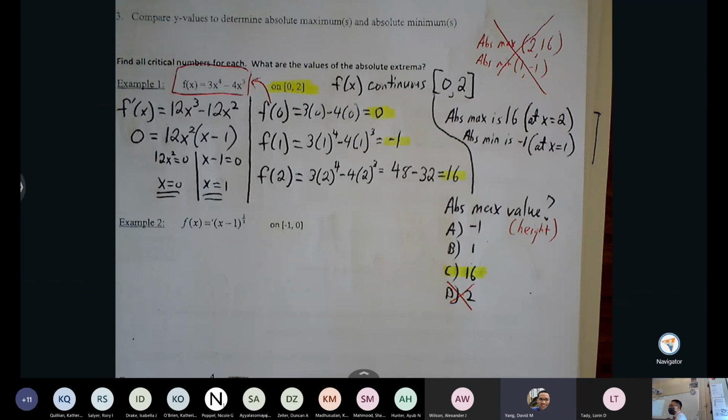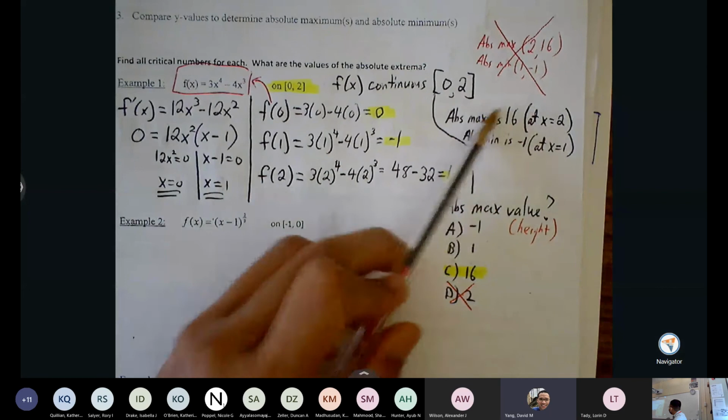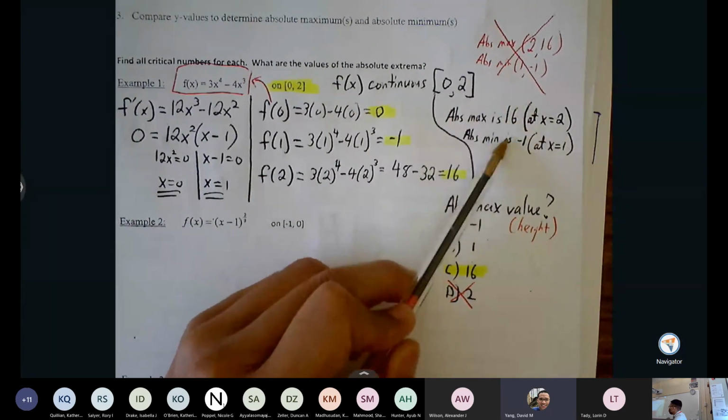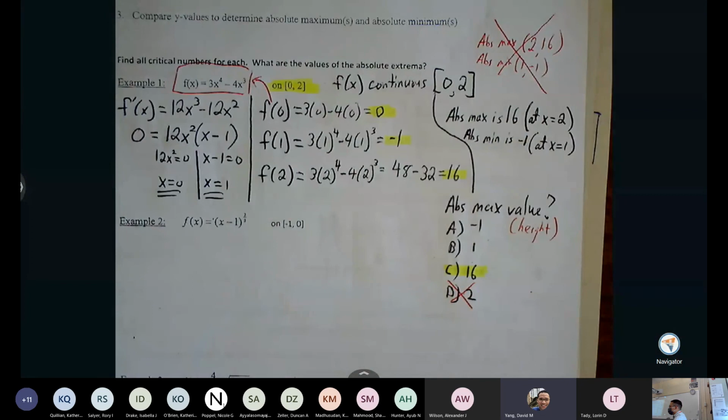All right, any questions with that concept? So that's why I want us to write it out this way. Kind of helps us remember the focus is on the y value. Okay, let's do one more here. Number 2.